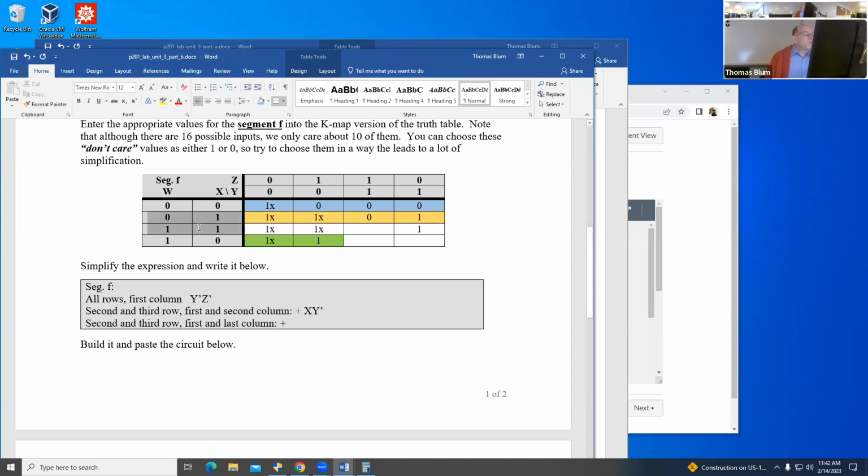And so what happens to my inputs? The W changes, so I throw it away. The X remains the same, and it's a 1. And then I'm in the first and last column. The Y changes, but the Z is 0. Z stays the same and is 0, so Z prime. And then that's these two guys.